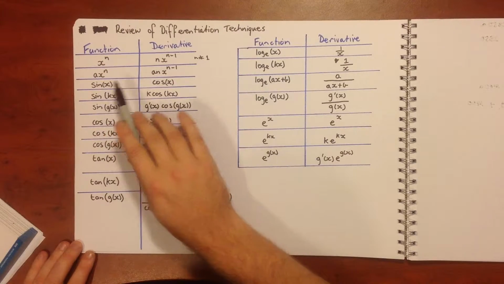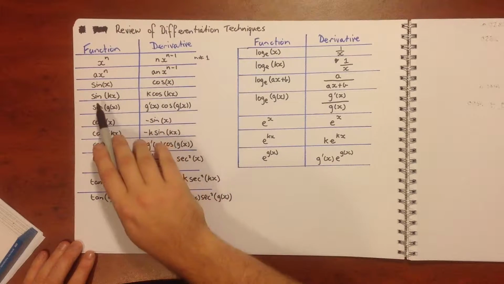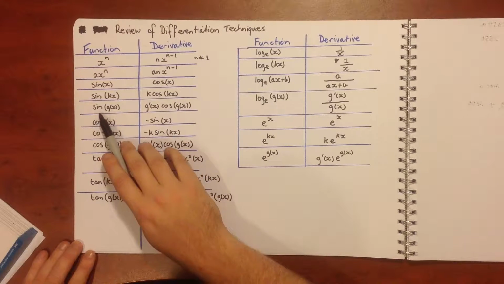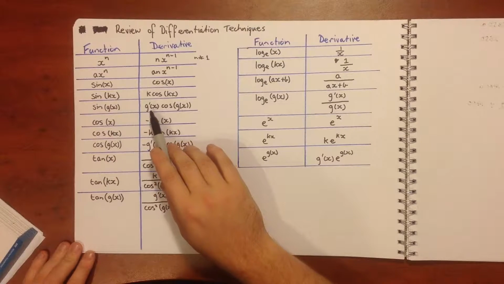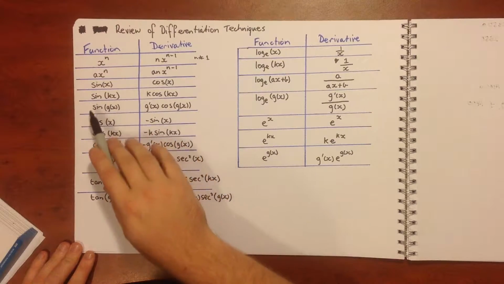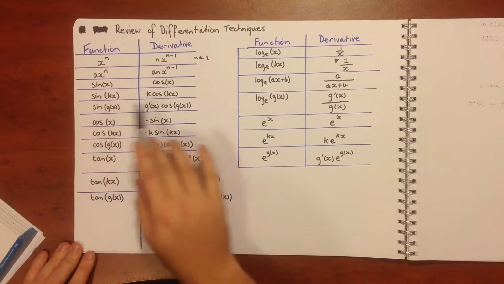If we have sine of x, our derivative is cos of x. If we have sine of kx, then the derivative is k cos of kx. If we have sine of g of x, then it's g dash of x cos of g of x. Now, as we'll get to shortly, this is really an example of the chain rule, which we're going to see in a minute.